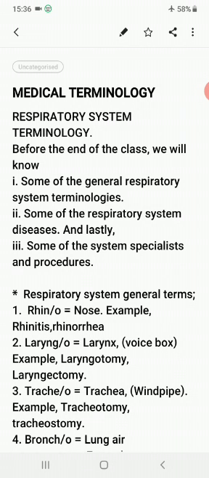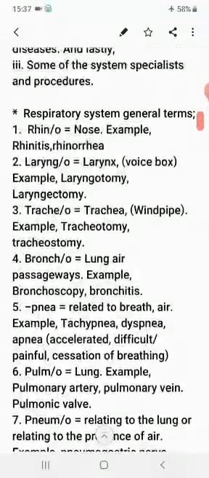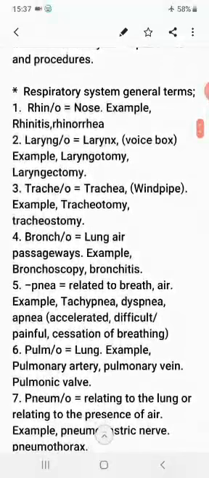Ameen Ya Rabbah. Before the end of this class, inshallah, we will know some of the general respiratory system terminology. Some, I said some. Number 2, some of the respiratory system diseases. And lastly, number 3, some of the system specialists and procedures. Number 1, the respiratory system general terms.